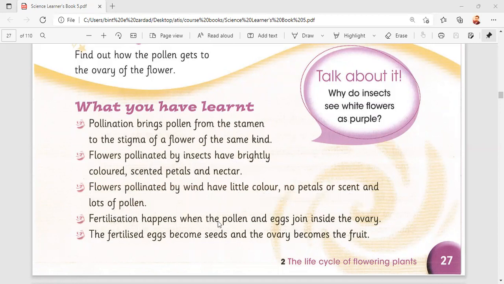Fertilization happens when the pollen and egg join inside the ovary, and the fertilized egg becomes seeds, and the ovary becomes the fruit.